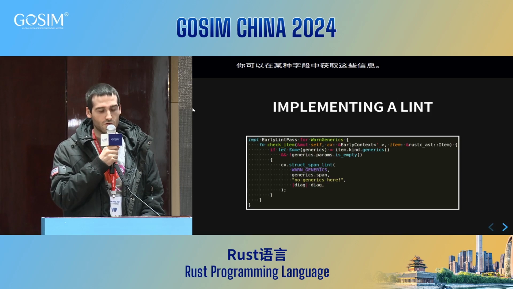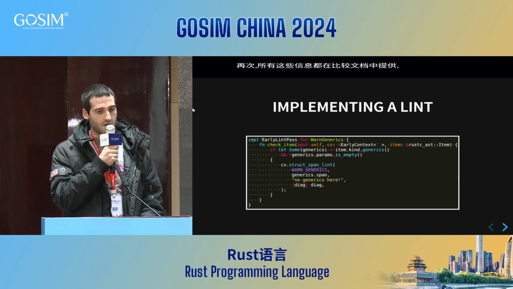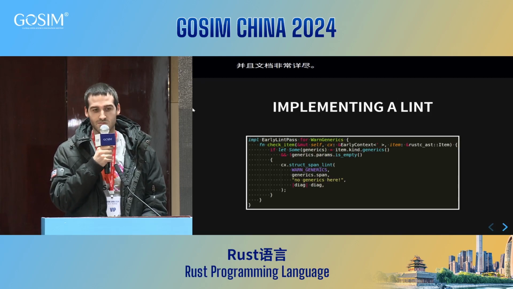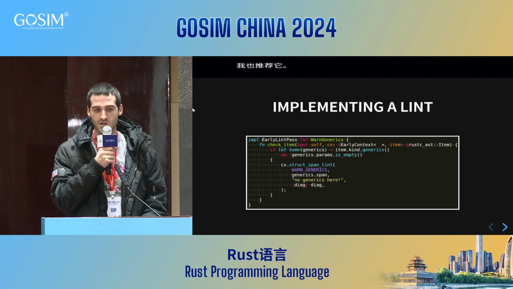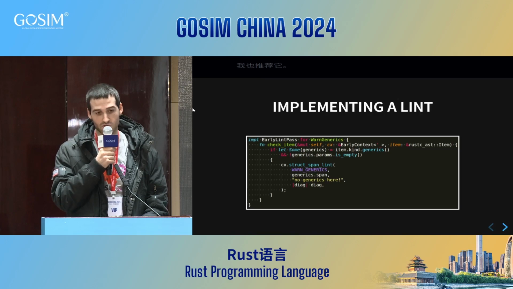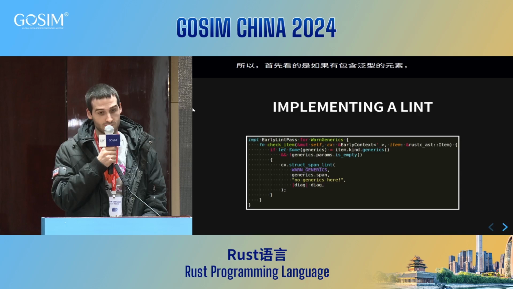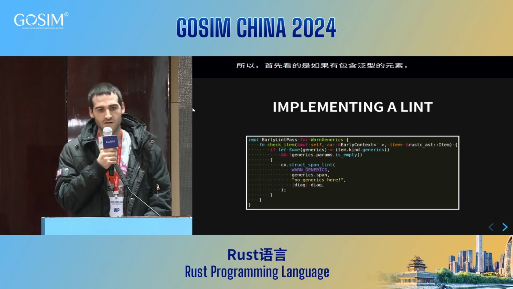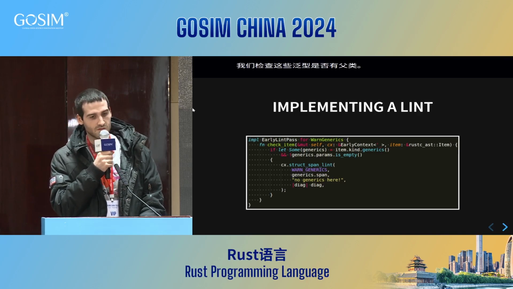So first, you look if the item has generics. In case it has, we check that generics have params. If not, we continue. And if we have params and generics, then in this case, we emit the lint.